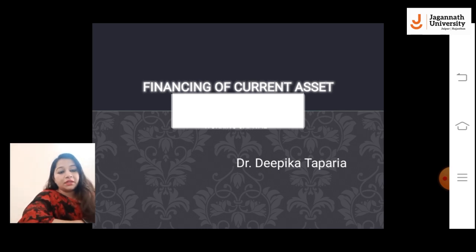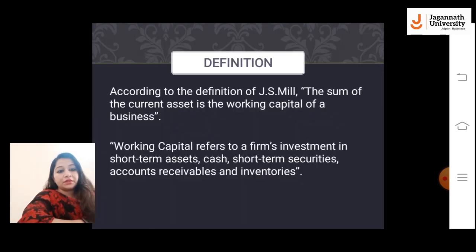Today I'll be discussing working capital management, which I have already discussed, and some approaches of financing of current asset. So starting with the basics, what do you mean by working capital? Working capital is the sum total of current asset of the business. Working capital refers to the firm's investment in short-term asset, cash, short-term security, account receivable and inventory.